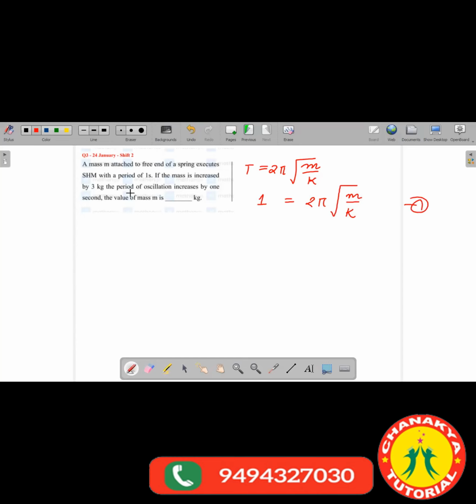Now we make the second equation. It says if the mass is increased by 3 kg, the period of oscillation increases by 1 second. So the period of oscillation now becomes 2, equal to 2 pi under root of the mass, which should be m plus 3, divided by k. The spring constant remains the same. It does not change.